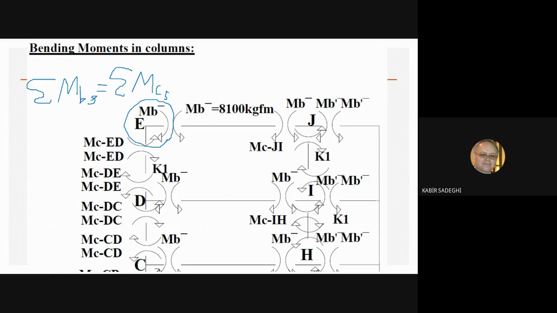Over here we have 3, 2 from the beam, and it equals the column. Here we have 4, 2 from the beam, 1 transferred from the top column, half of it comes here. Therefore, we can calculate the fourth one.